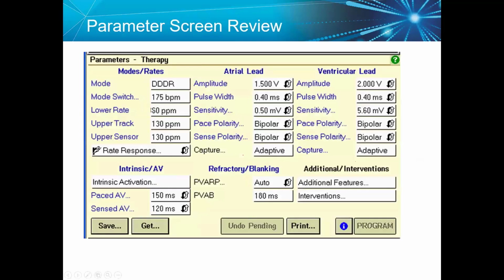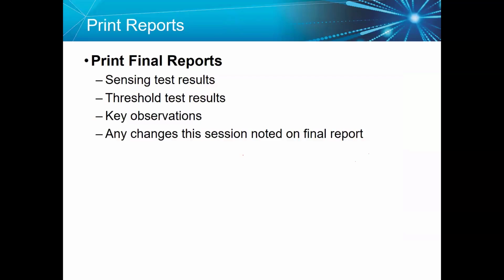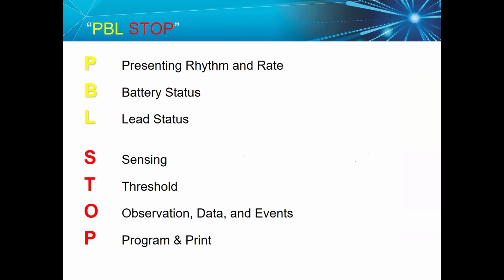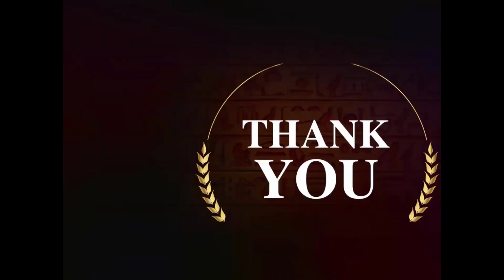Here is our parameter mode. Okay, change the mode switch, lower rate, upper tracking rate, rate response, parameters, intrinsic activation-based AV delay, sensitivity, AV delay, PVARP, and the amplitude, sensitivity. All these parameters we can change according to what we found during interrogation. And the final report, we can print it easily, and that's the revision. Again, for presenting rhythm, rate, battery status, lead status, sensing, threshold observation, and then program and print.